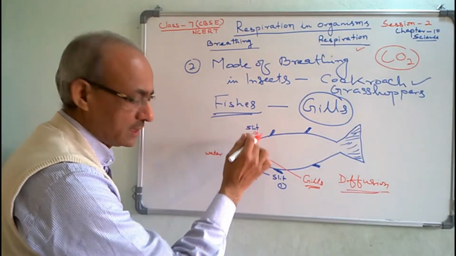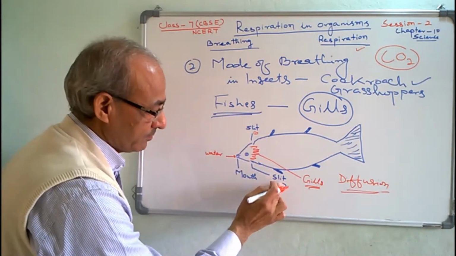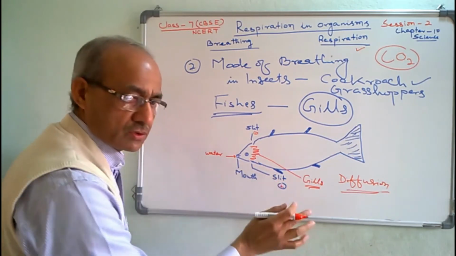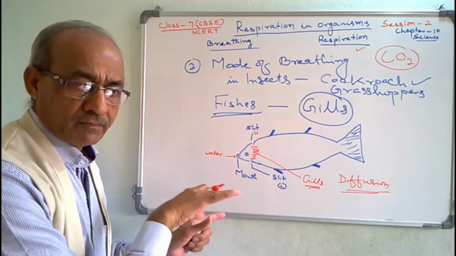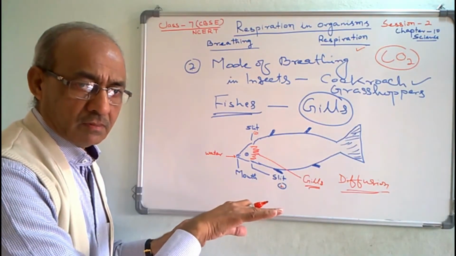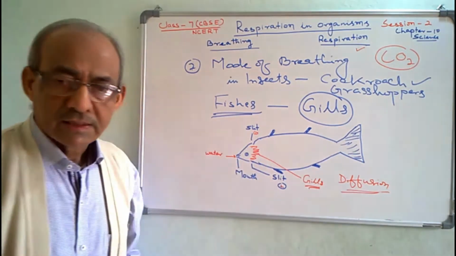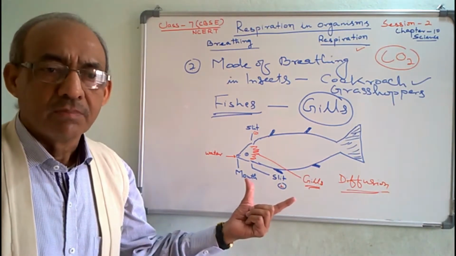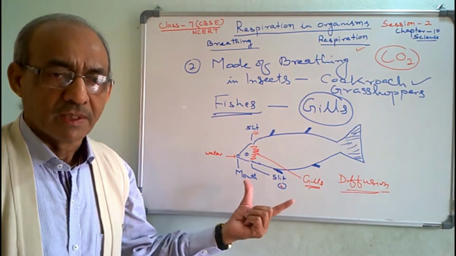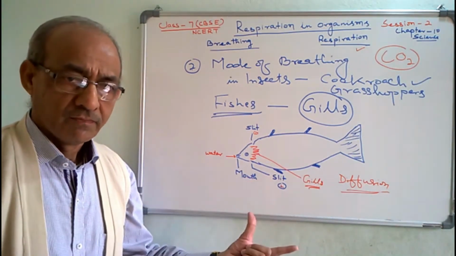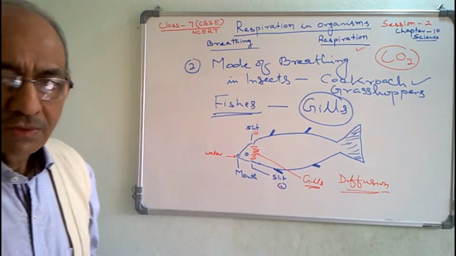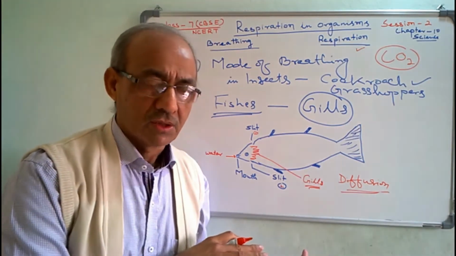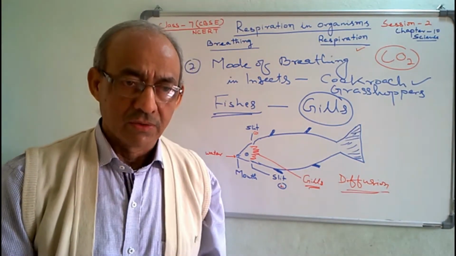This is the first gill, this is the second gill. Water passes through the gills. And during this passage of the water, the gaseous exchange takes place by the blood vessels or blood capillaries found in the gills. Just now we understood how breathing takes place in the case of fishes and other aquatic animals.